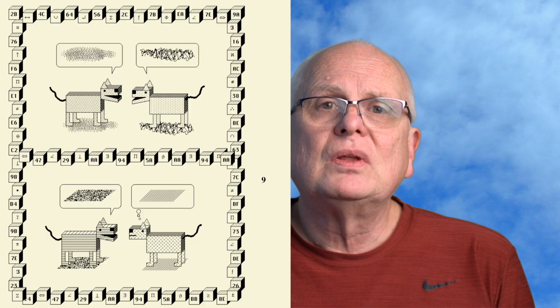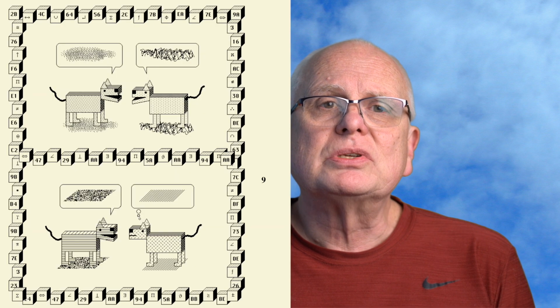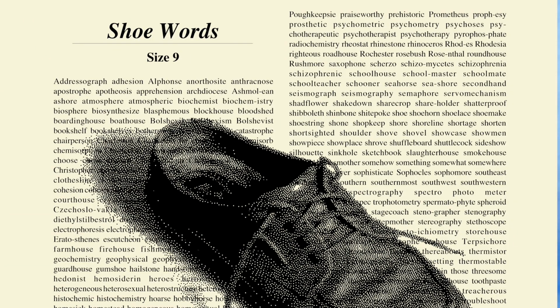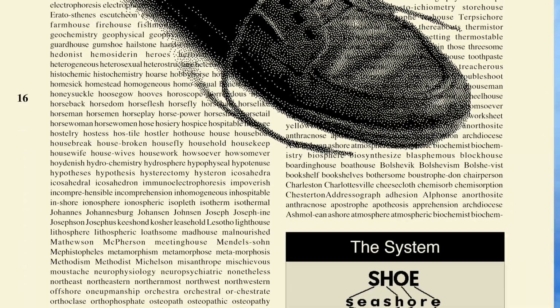On the facing page you will find more semiotic play. You will notice that the dog speech balloons contain the same pattern as their shadows. Here's the return of the shoe text. This time there's a diagram explaining the system. These 2 pages are among my favorite in the book.